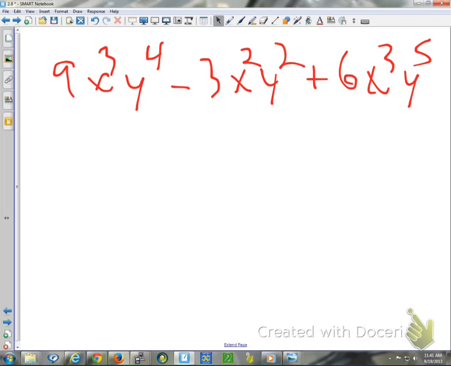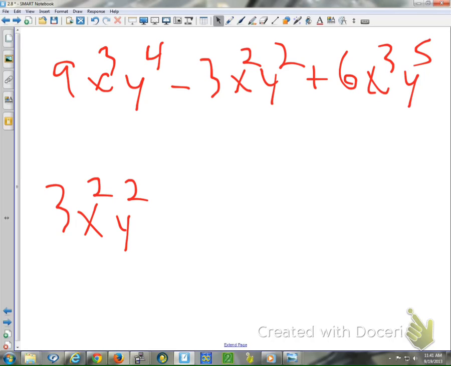All right, first things first. Jared, what number multiplies evenly into 9, 3, and 6? Very good. 3. Now, what is the lowest amount of x I can take out? 2. And y is 2. That's very good. Thank you.